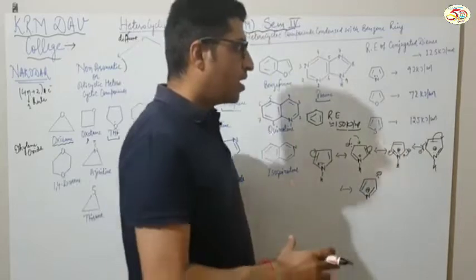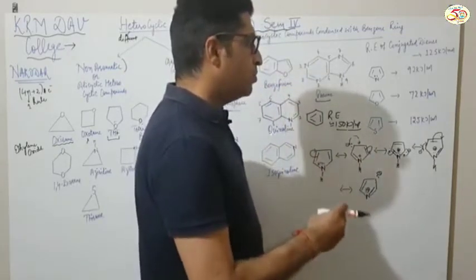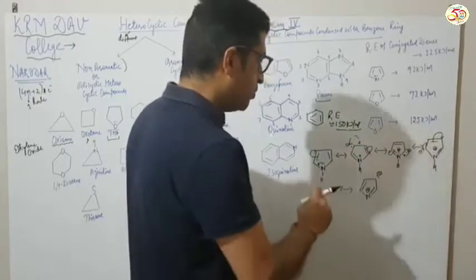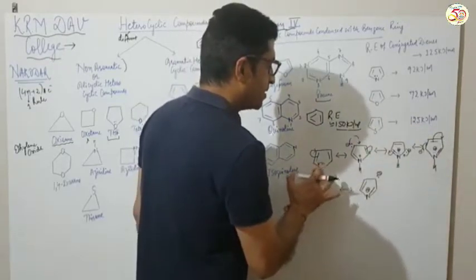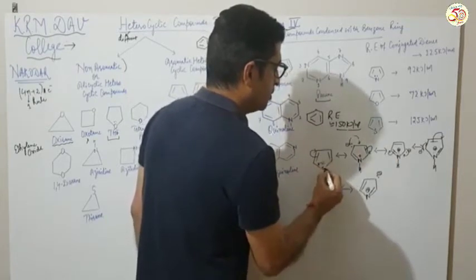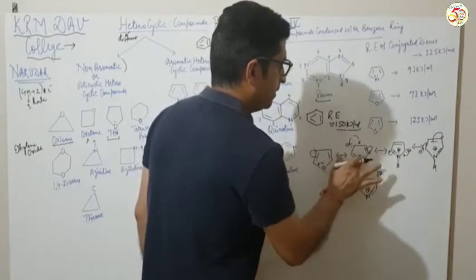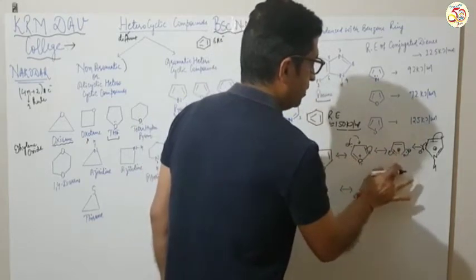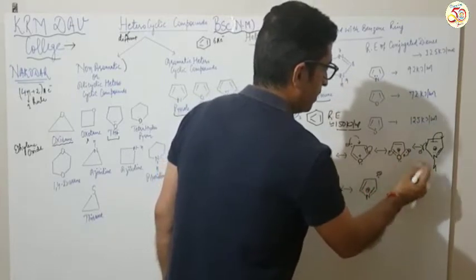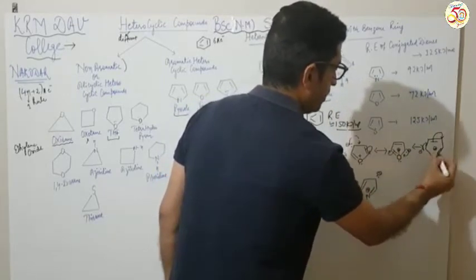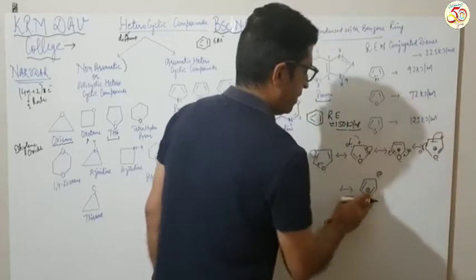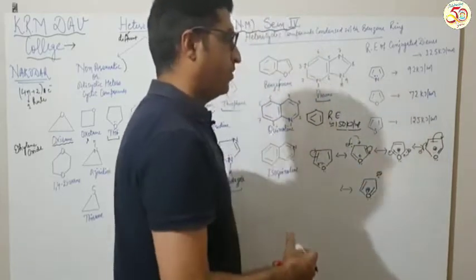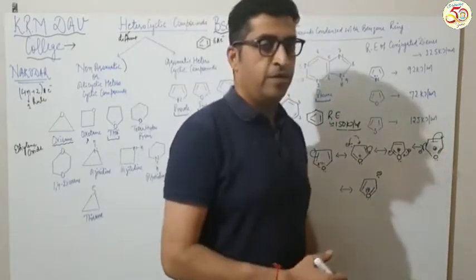Now students, you are also able to draw the resonating structures of furan. You do one thing, you simply replace nitrogen with oxygen. Is that clear? If you replace nitrogen with oxygen, see, you have got the resonating structures of furan.